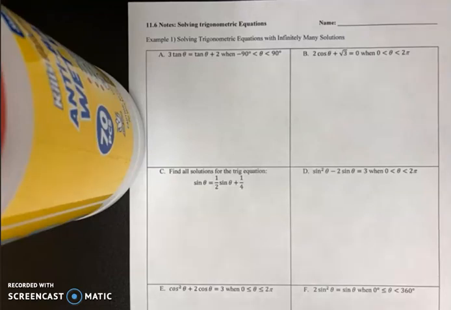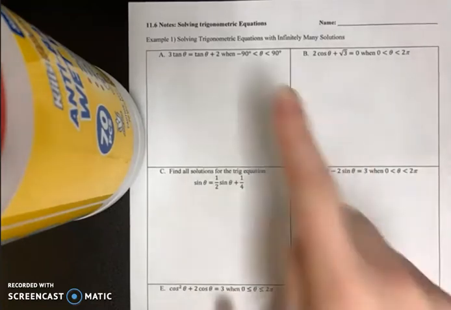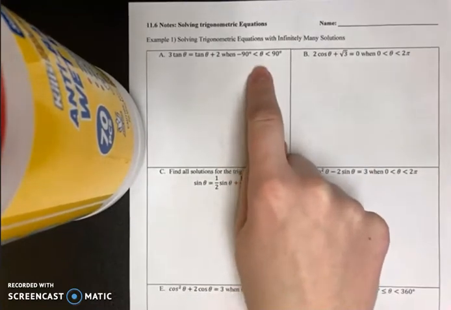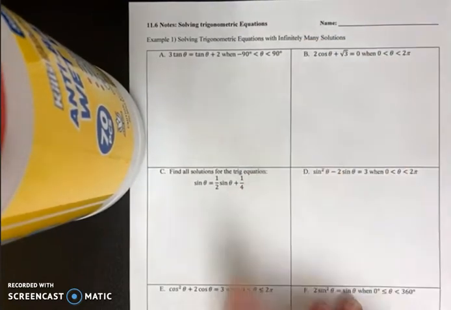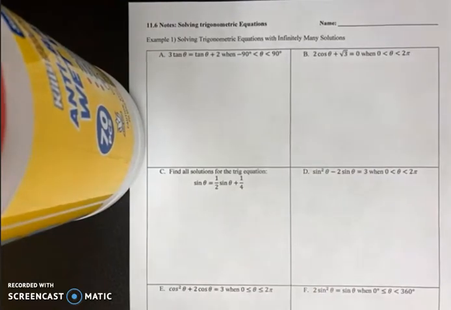In 11.6, we are going to be solving trigonometric equations. And when we do this, we're going to do this on a certain interval. If I tell you something where the interval is in degrees, I would like your answer in degrees. If I give you something where it's specifically in radians, I would like your answer in radians.